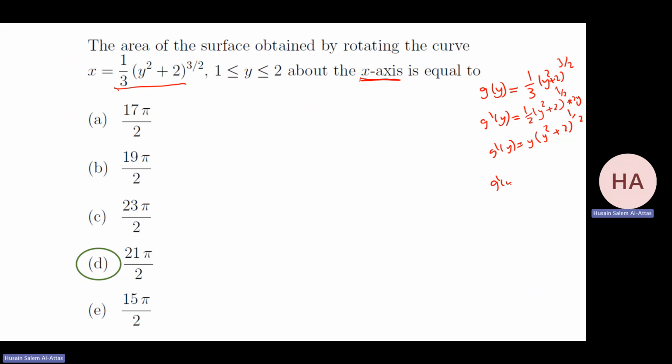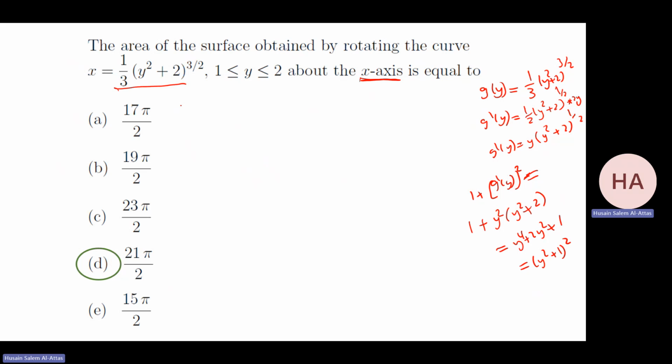Now 1 plus g prime of y squared. That will be 1 plus y squared times y squared plus 2, which is y to the power 4 plus 2y squared plus 1, which is y squared plus 1 all squared. Good. So it's ready. The square root will kill it.